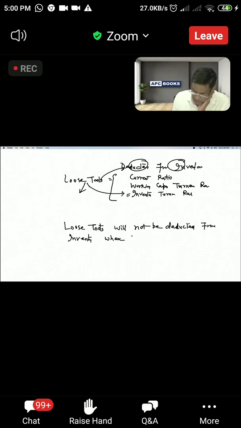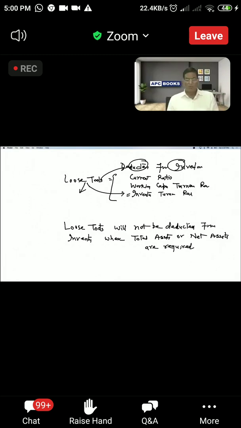Loose tools will not be deducted from inventory where total assets or net assets are required. In a ratio where total assets are required, we do not deduct loose tools, because total assets means total assets of the business. Total assets must include loose tools also.